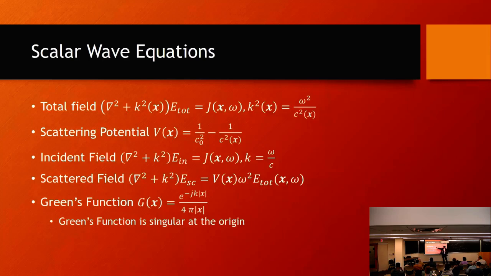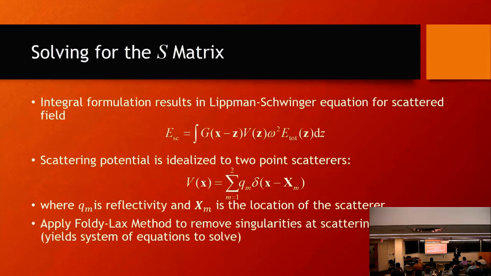And what we did was we turned these into a delta function so we can solve this operator, this differential equation. We did this in free space. And that integral formulation results in the Lippmann-Schwinger equation, where you have the Green's function, the scattering potential, and the total field. The scattered field now can be written in terms of those quantities. And we idealized the scatterer in terms of point scatterers with some strength to it. And so we played around with this.